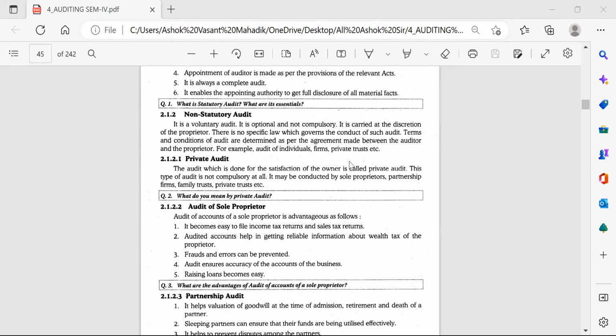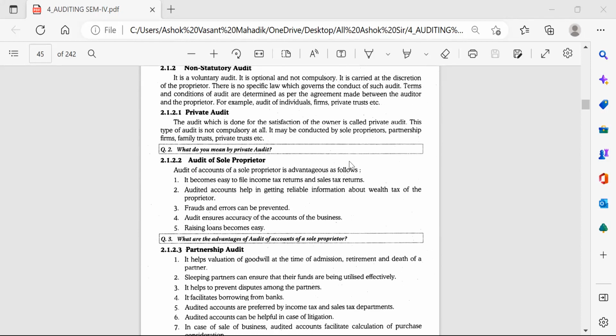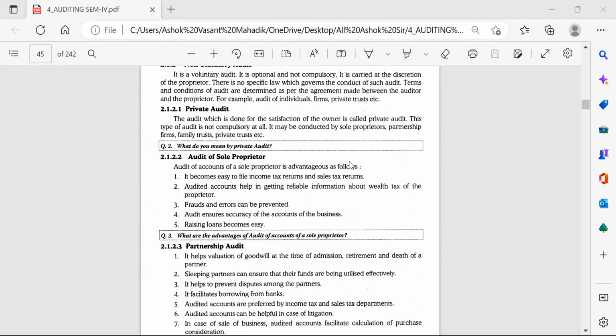The audit which is done for the satisfaction of the owner is called a private audit. This type of audit is not compulsory, as we already saw. Now under that, next one is audit of sole proprietor. I told you a sole proprietor is not governed by any act. Only if he crosses the limit of 2 crore rupees, the Income Tax Act will come into picture. Except that, the sole proprietor doesn't have to get his books of accounts audited.